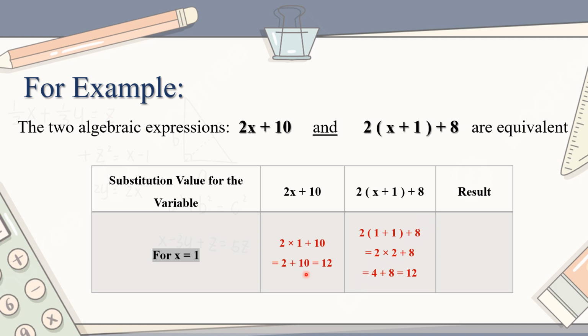in the second expression, 2 times the quantity 1 plus 1, plus 8, that equals 2 times 2, as the value of the parentheses 1 plus 1 equals 2. So we will get 2 times 2 plus 8. The second step, multiplying: 2 times 2 equals 4. 4 plus 8 equals 12. So here the two values are the same.